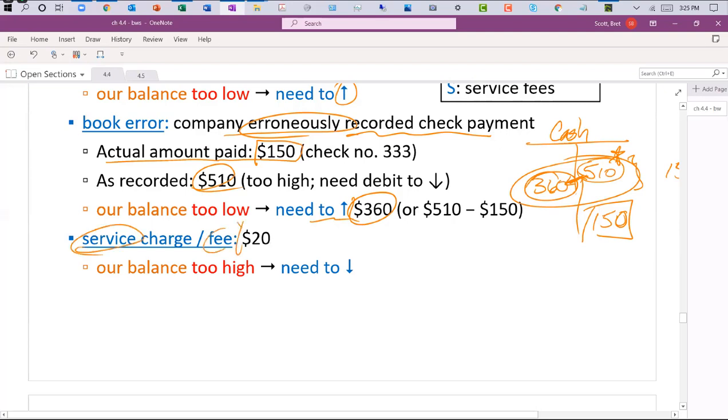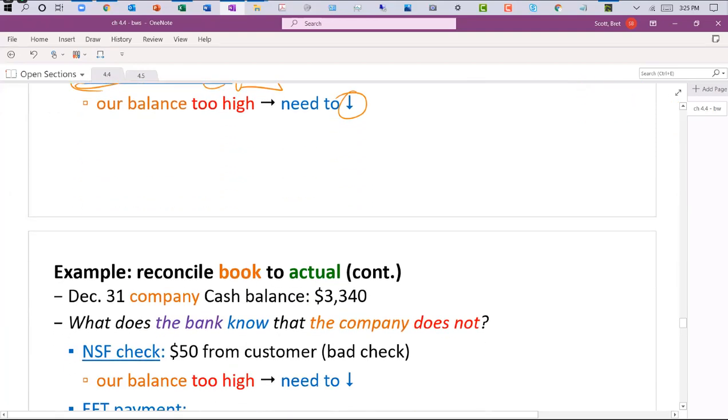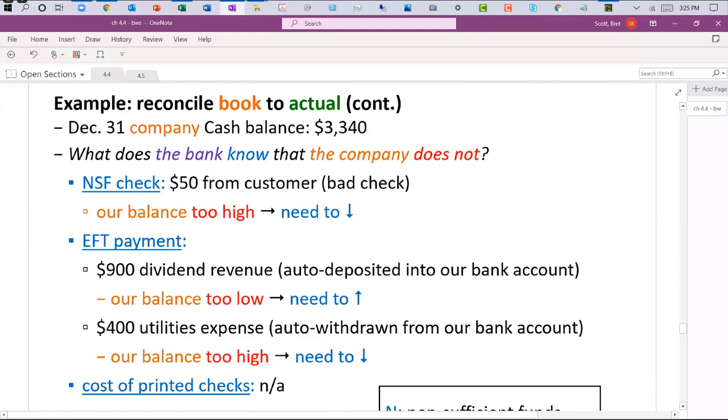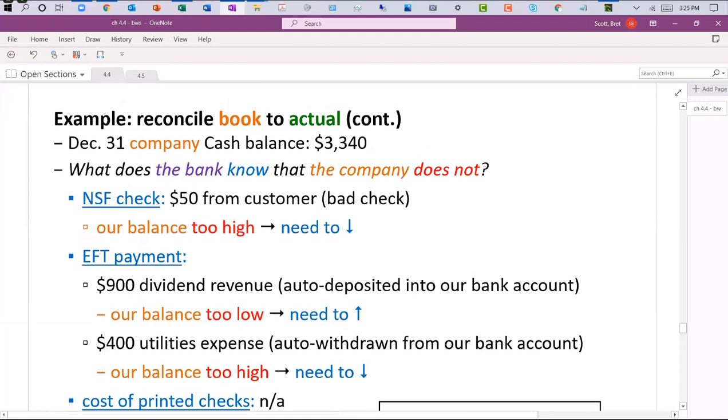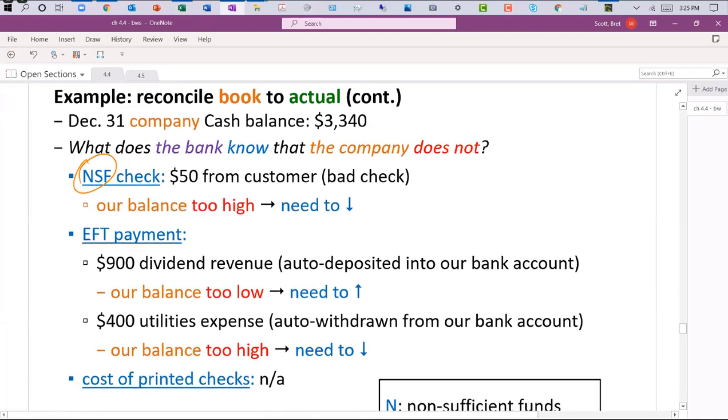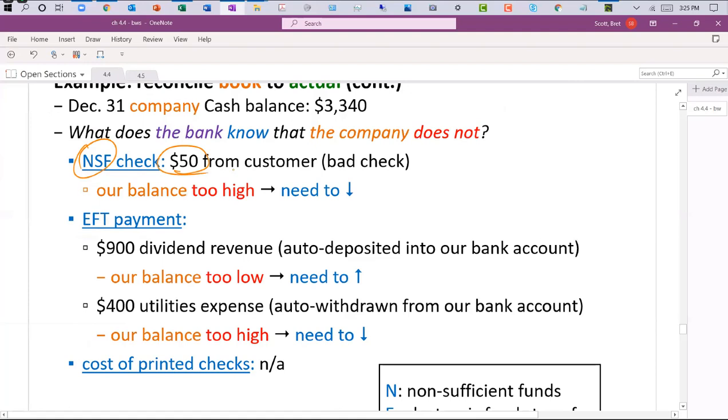Service fee of $20. Thanks a lot, bank. We have to record that decrease. What do we do? Oh, we're not quite done yet. There's still more. We have a bad check. We have a deadbeat customer who wrote us a $50 check.